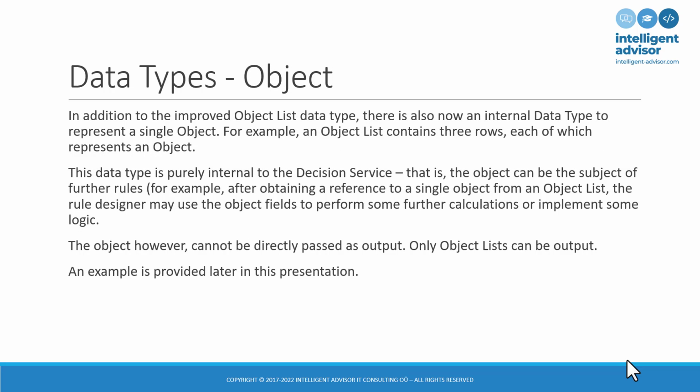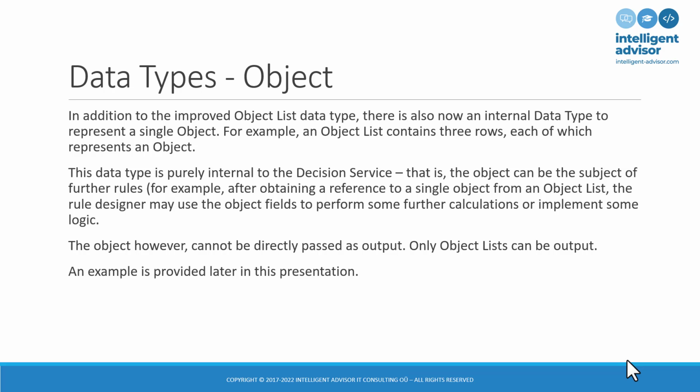The second area of change is also on the subject of object lists. There is now an internal data type to represent a single instance of an object. For example, if you have an object list containing 3 rows, each of those rows represents an object, or rather, an object represents each of those rows.